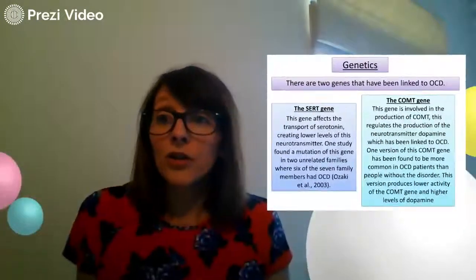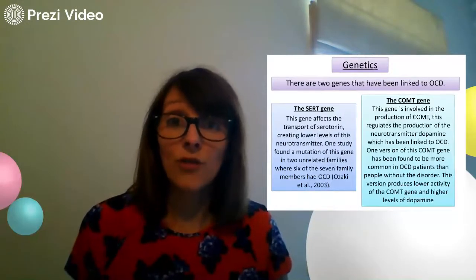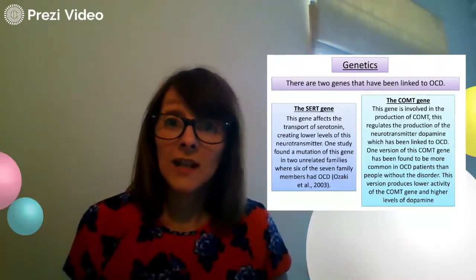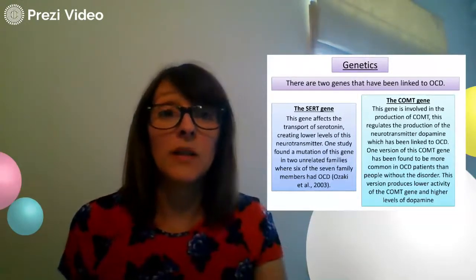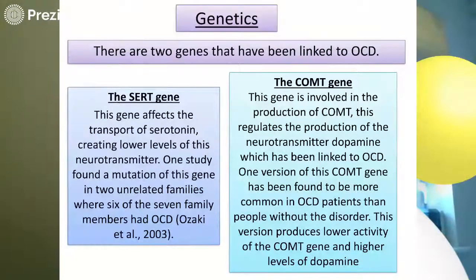So we're going to focus on a couple of explanations. The first one is genetic and then the second one is neural. So the genetic explanation is a biological explanation of OCD. And we've got two genes that have been linked to OCD, the SERT gene and the COMT gene. So pause this and take some notes.